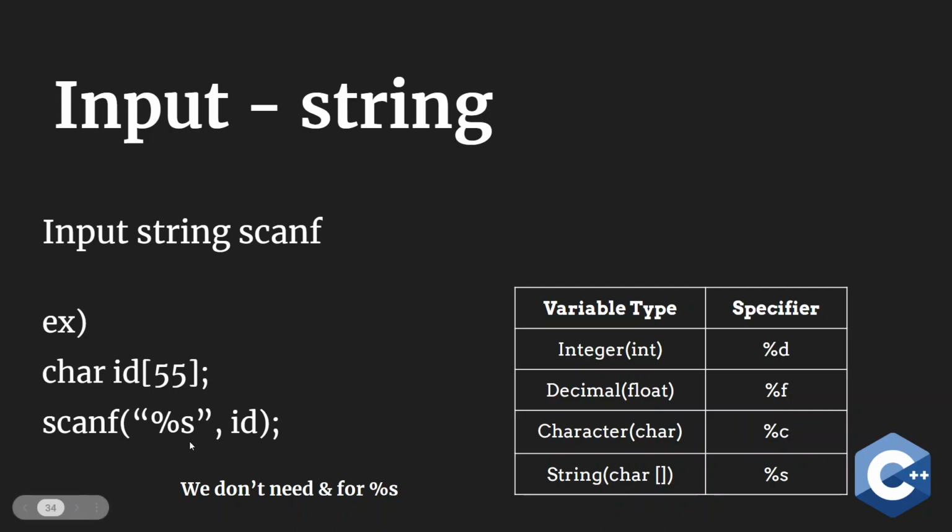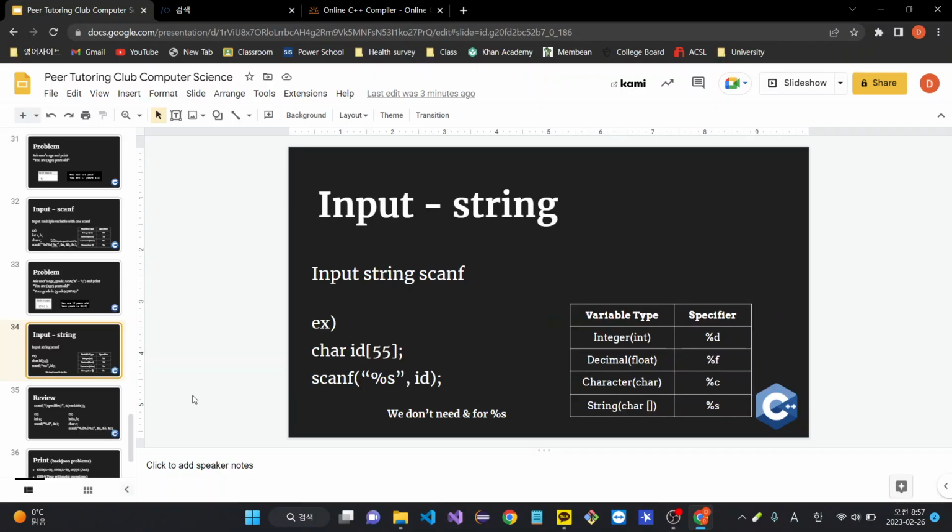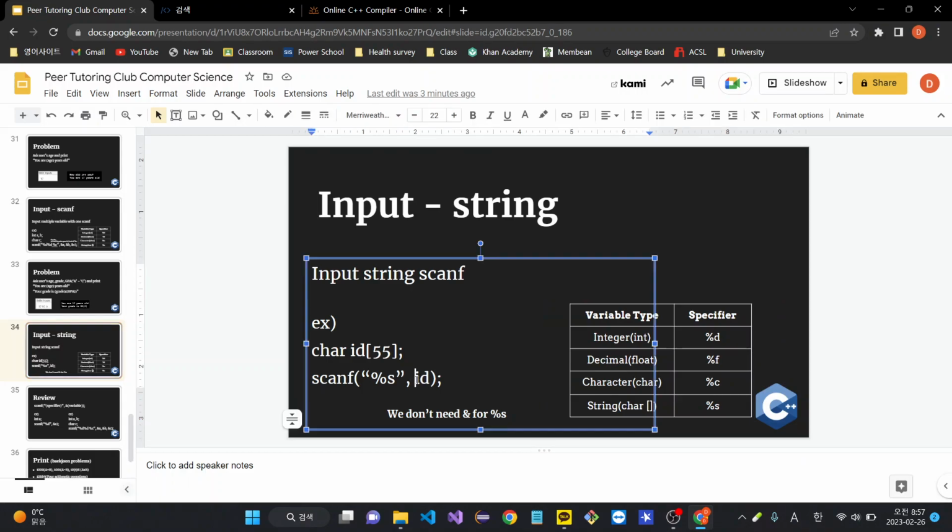However, for %s or a string, we don't need to put an ampersand in front of the variable name. Usually, if we follow the rule, you might think we have to put an ampersand here in front of ID. However, for a string character array, we don't have to put an ampersand.